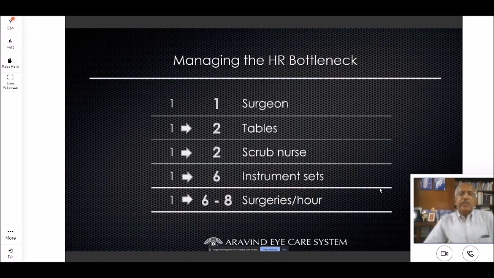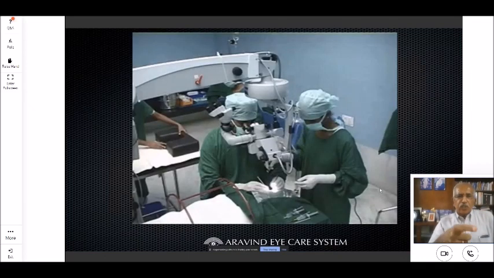But the same surgeon, you provide another table, you give another assisting nurse, you give a few more instrument sets. The same surgeon can do the same surgery with the same good quality, 6 to 8 surgeries per hour. So we have employed many such principles. This video sort of explains that.